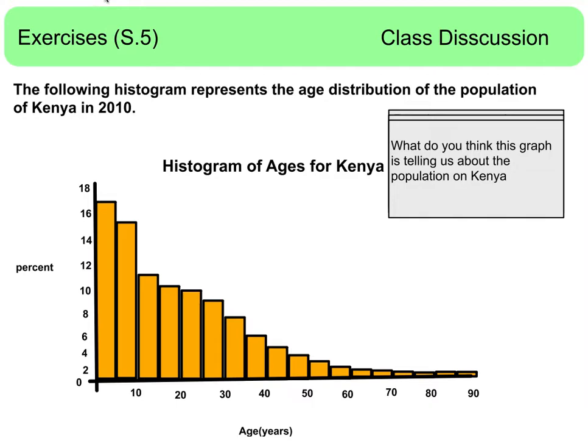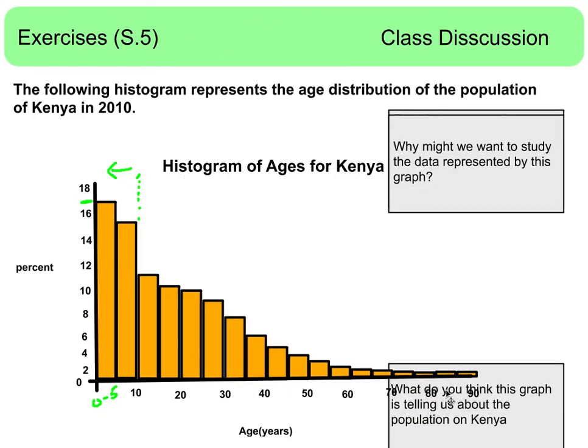And so we see right here 18% or 17% of our population seems to be in that 0 to 5 range, or if I took right here, my 5 to 10 range would be around the 15% mark. So what we want to look at is the bulk of our data. What students will probably say is that a large percentage of the people in Kenya are ages 10 right here or younger. So a lot of people are very, very young in Kenya based on this particular histogram.